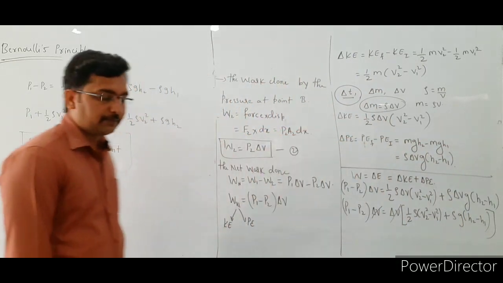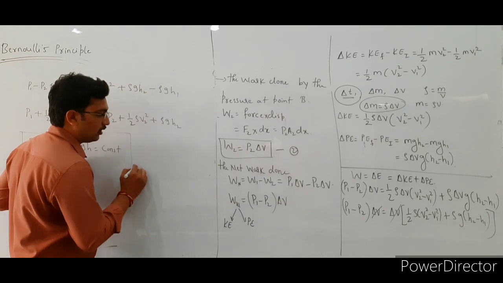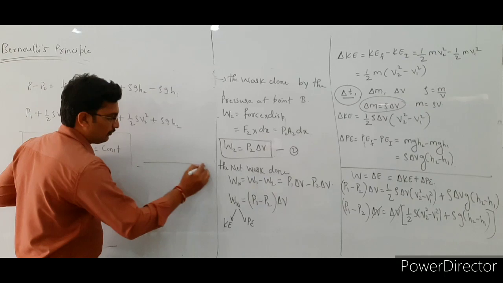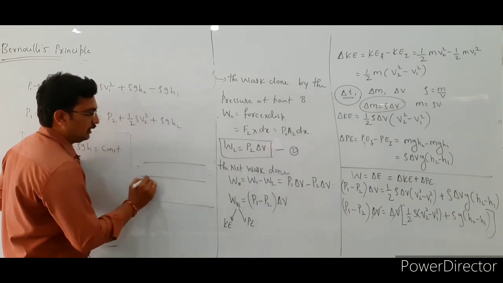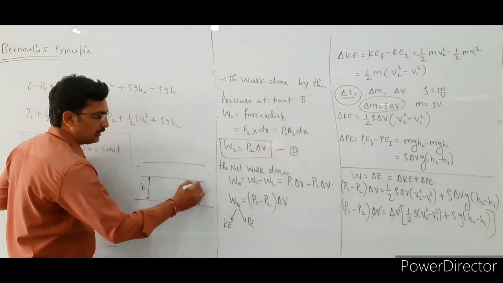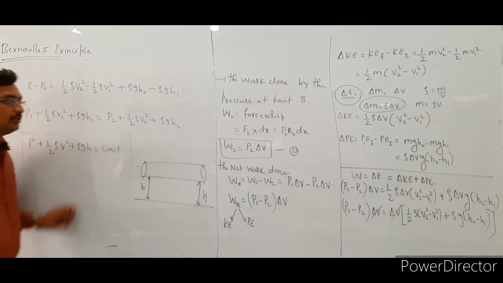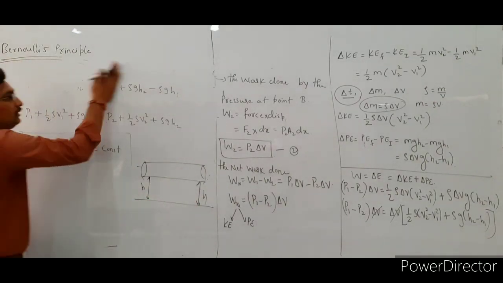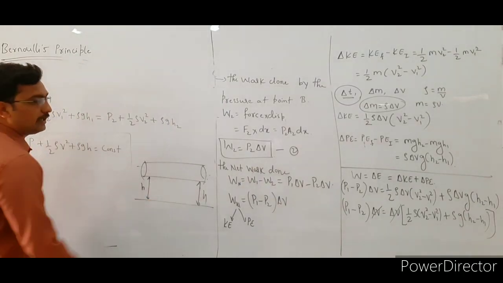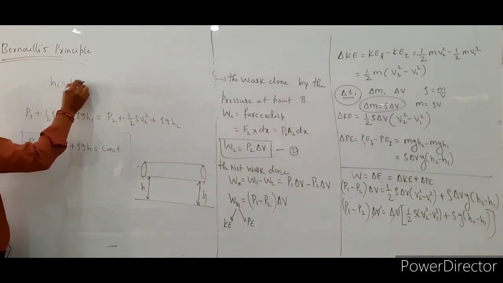Okay, see here, in some cases they are given a horizontal pipe. So in this case, the height of the pipe at both sides is the same. Here is also h, here is also h. So in that case, the Bernoulli's equation will change. See here, in general, the h1 and h2 values are the same. In the case of a horizontal pipe, h1 is equal to h2 is equal to h.